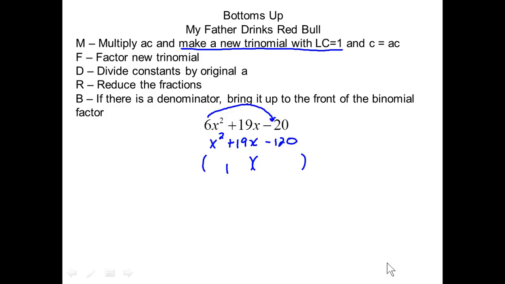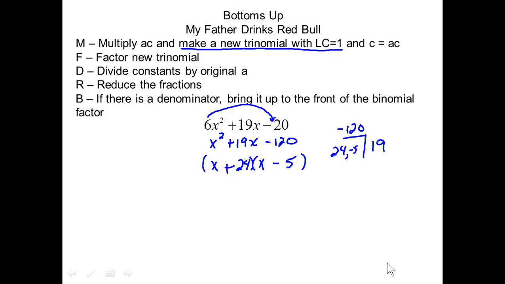Signs are going to be different. Thus the x squared into x and x, and think, what can we multiply together to get a negative 120, but add together to get 19? Y'all have already told me that was what? 24 and negative 5, is that right? So M is multiply, F is factor.